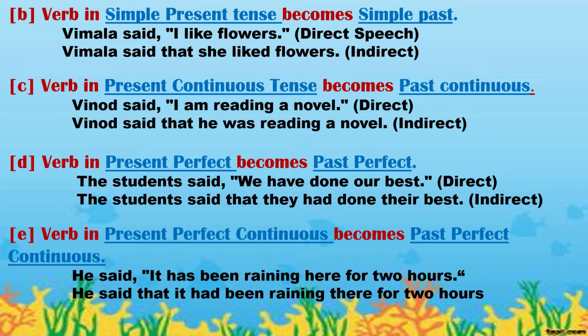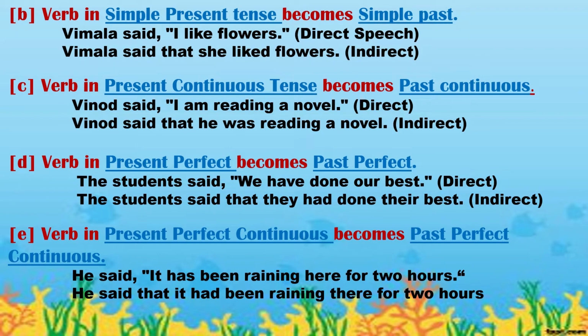One, verb in simple present tense becomes simple past. Example, Vimala said, "I like flowers," is a direct speech. In direct speech, they use the present tense. Vimala said that she liked flowers is an indirect speech. In this sentence, the present tense changes into simple past.